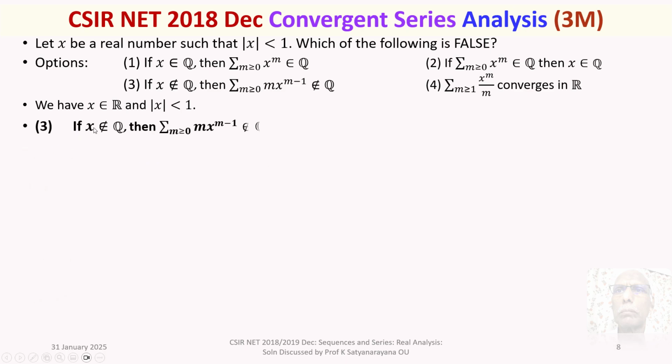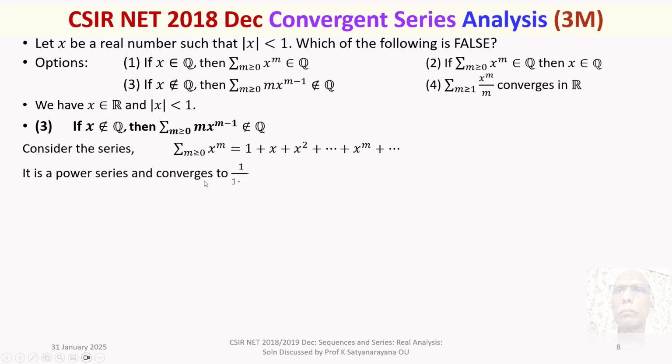Option 3: if x is an irrational number, then sigma m greater than or equal to 0, m x to the power of m minus 1 is also irrational. Now consider the given series, sigma m greater than or equal to 0, x to the power of m, 1 plus x plus x square and so on. It is a power series and converges to 1 by 1 minus x when mod x is less than 1. Therefore, its radius of convergence, capital R, is equal to 1.